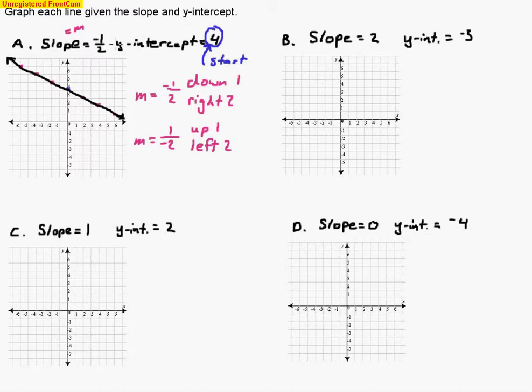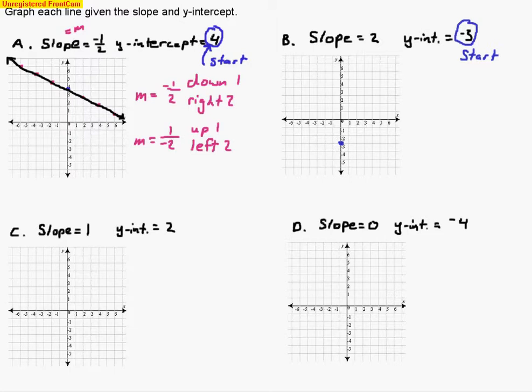So let's go ahead and take a look at this next one. Again, we always start at a point. We need a point to start with, and then we can use the slope to draw the rest of the line. So here we're going to start at negative 3. So we're going to go down 3 spaces on that y-axis and put a dot. That's where we start.